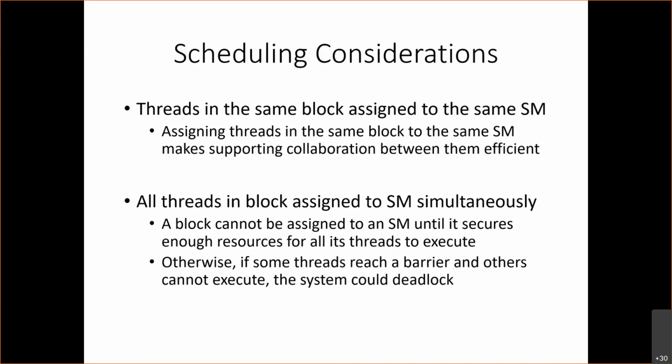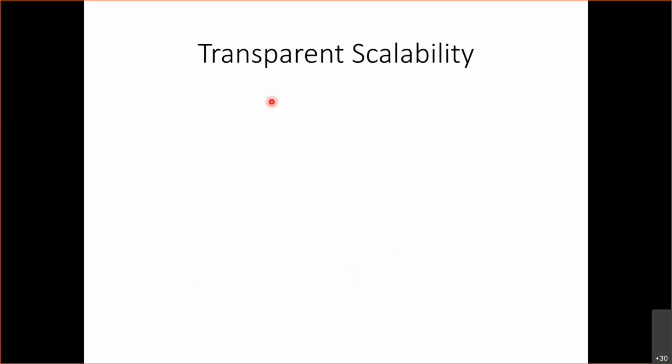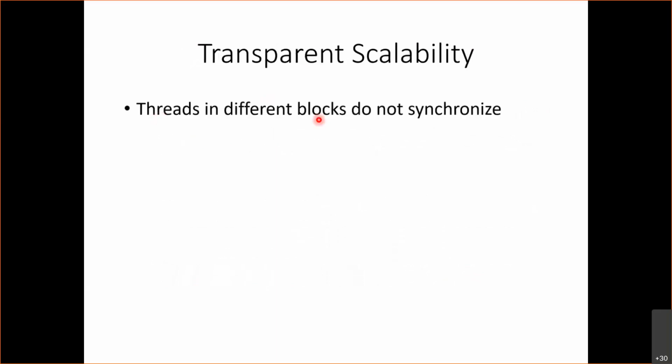Another point I'd like to make is about transparent scalability. So we saw that threads in the same block can synchronize with each other. In contrast, threads in different blocks do not synchronize with each other. Threads in the same block can collaborate. Threads in different blocks do not collaborate with each other. And the nice thing about the CUDA programming model not allowing threads in different blocks to collaborate with each other is that this makes these blocks independent from each other.